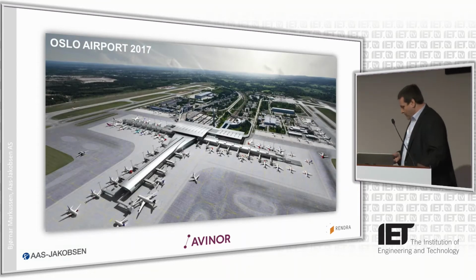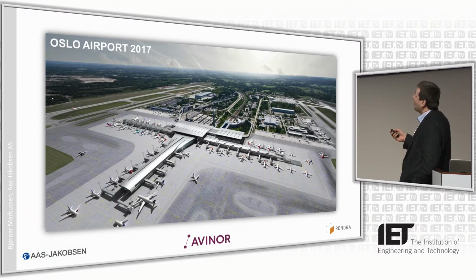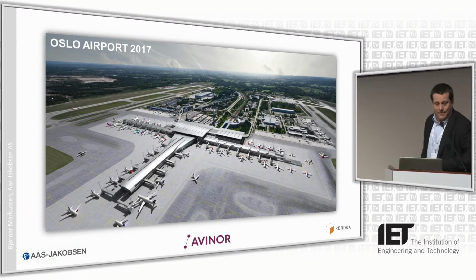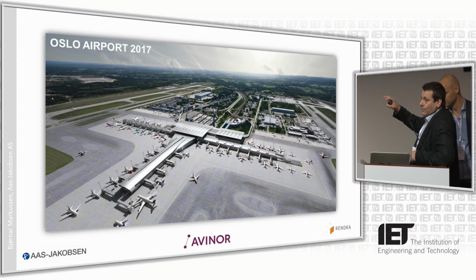For those of you that don't know what Gardermoen is, we have an expansion in the front of the old airport and in the west side of the old airport. That's approximately 140,000 square meters. And in addition, we have over time also modeled the rest of it.